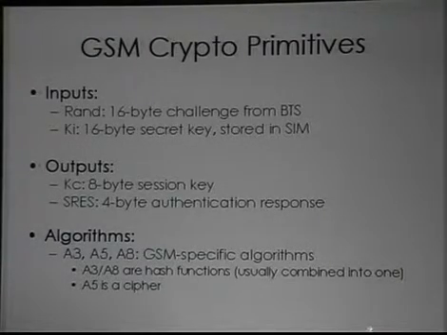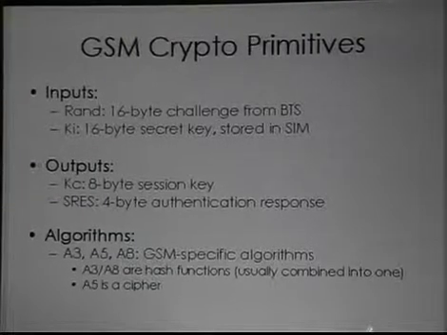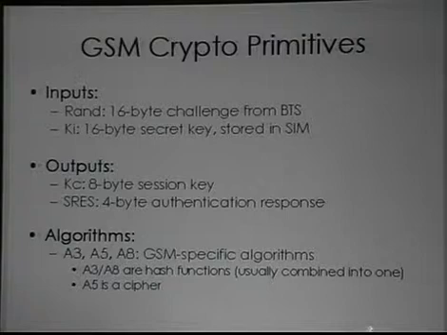In terms of algorithms, there are 3 primary algorithms, A3, A5, and A8. You shouldn't think of these as algorithms. This is more like algorithm algebra. A3, A5, A8 don't refer to specific functions. They refer to a class of functions with specific characteristics. So A3 and A8, for example, are hash functions. They're normally implemented as one single hash function. So you'll see people talking about A3, A8 as one function. A5 is the cipher that's used, and again, there are multiple variations of that.